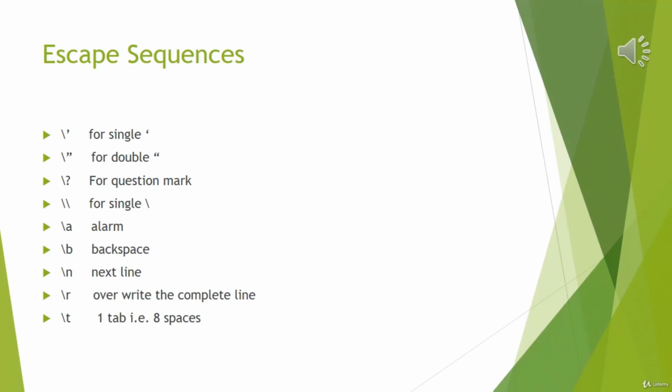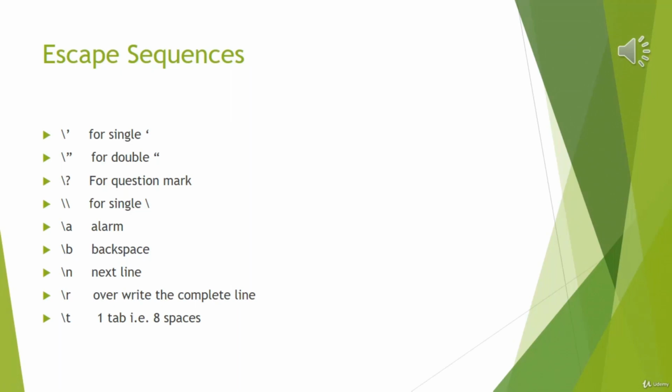So the next is escape sequences. What is basically an escape sequence? The escape sequences are special non-printing characters that are used to control the printing on the output device. These characters are not printed, they are used inside the string constants independently. These are written in single or double quotes.